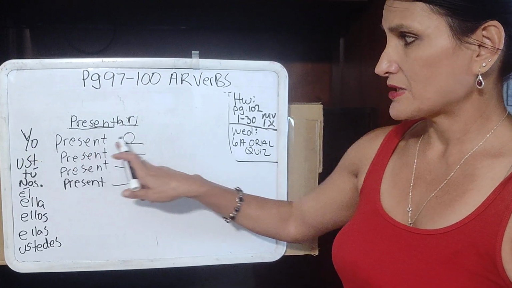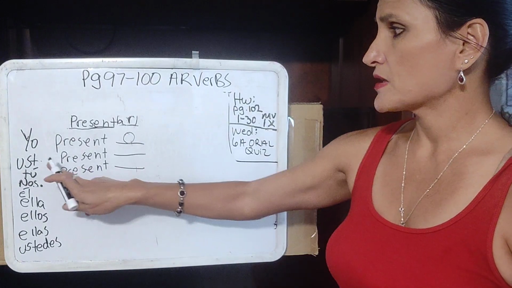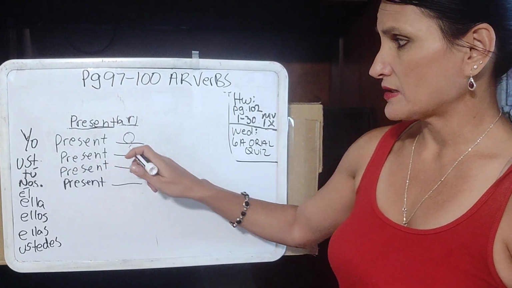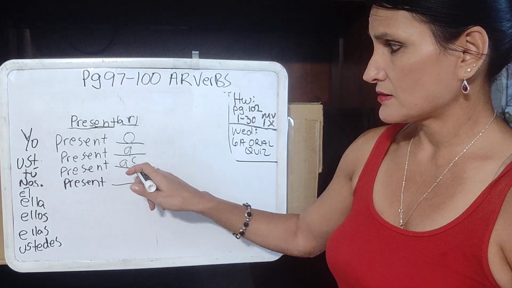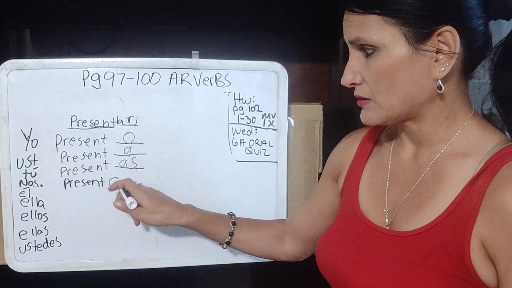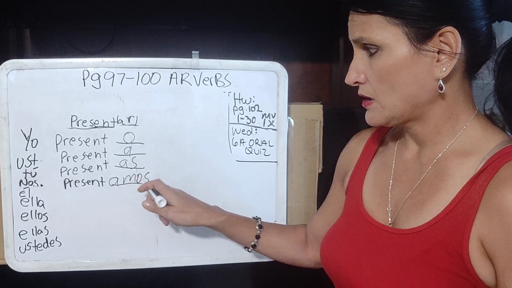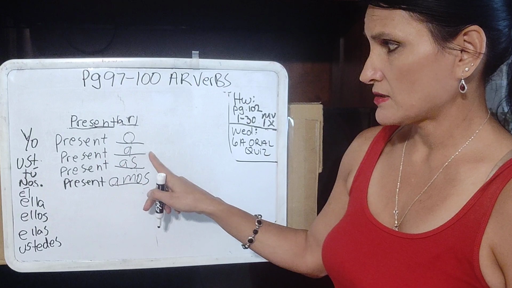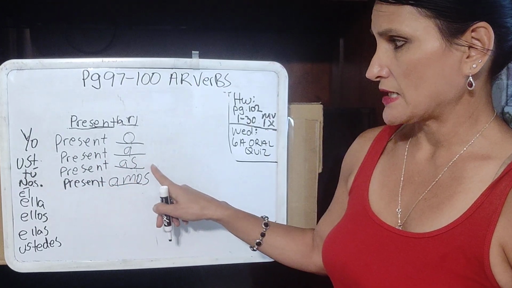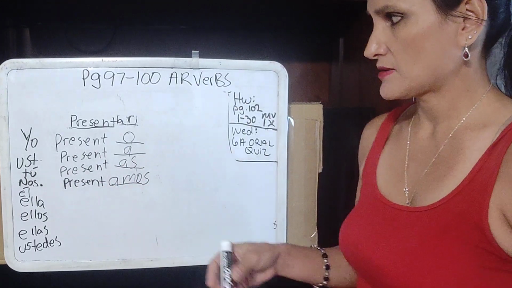You're going to say yo presento, I present. The next one is usted presenta. Then you have tú presentas. Nosotros presentamos. Okay? So this means I present, you formal present, you informal present, and we present.